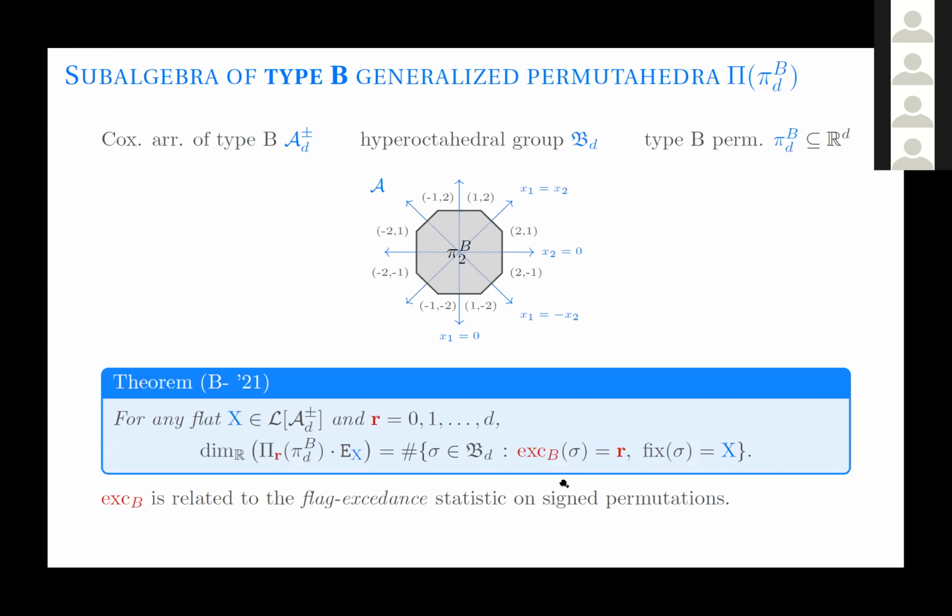type B. So I have to pick the right definition of exceedance. Not all of them are going to fit this theorem correctly. The one that works is related to flag exceedances, if you have heard of that. But I'm not going to give the full definitions. Rather, I'm going to see how to use this combinatorial information, these numbers that we have computed, to say something more interesting, okay?